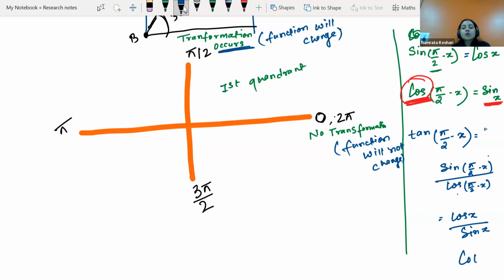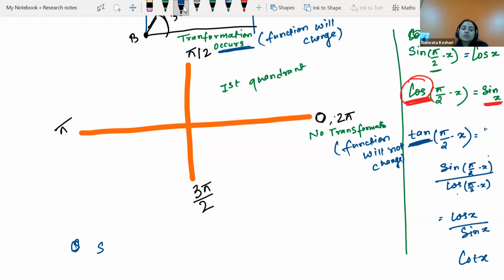It's cot x, and that too positive, because whatever output this tan will generate, since it is pi by 2 minus theta, that means the first quadrant. In the first quadrant, tan is positive. Okay. Similarly, cot of pi by 2 minus x will be tan x.